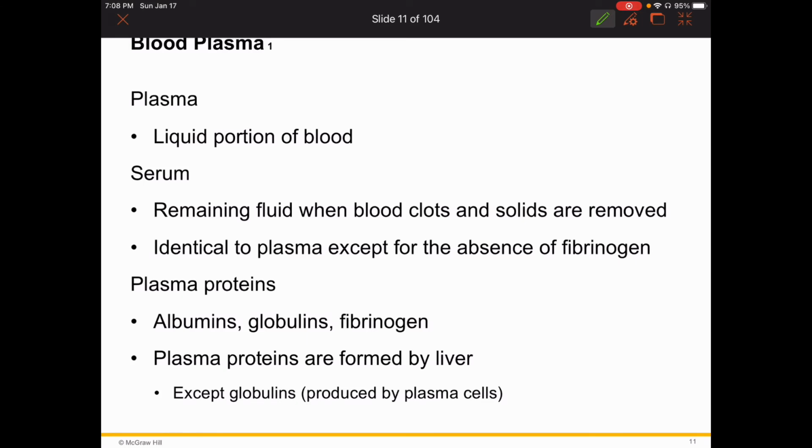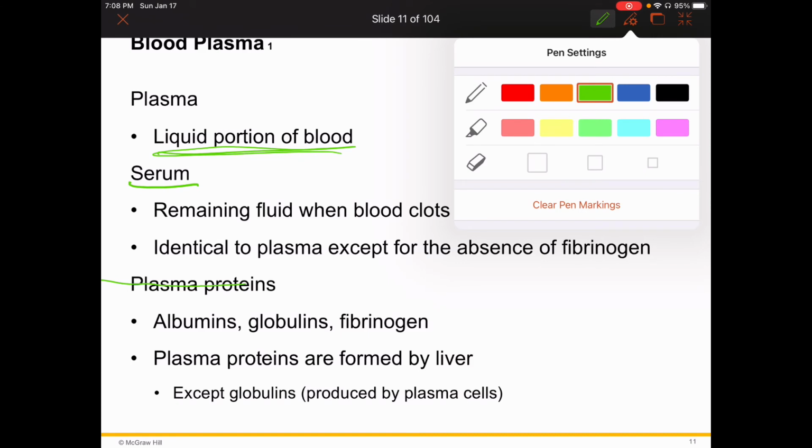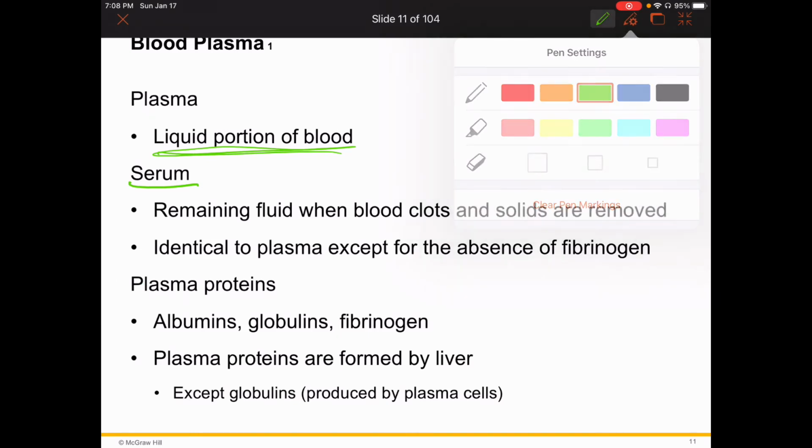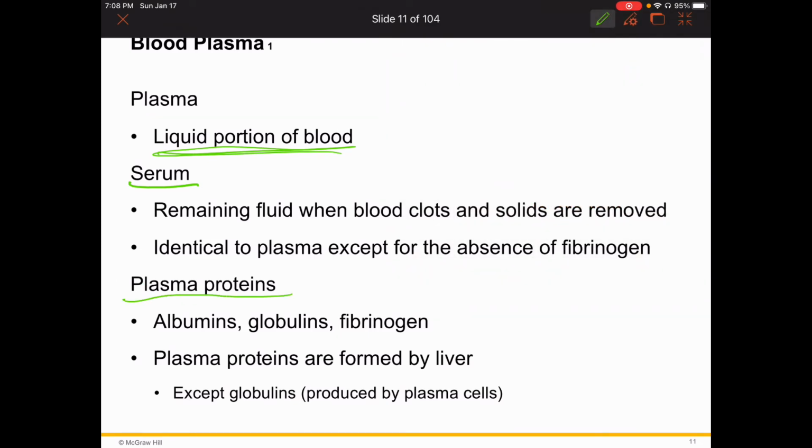Okay, blood plasma. We talked about it's the liquid portion of blood. It's got some dissolved elements in it as well. The serum and the plasma proteins, sorry, plasma proteins. I didn't mean to get you crossed out there. We'll go a little better. Okay, it's the liquid portion of blood, and it'll be divided into serum or plasma proteins.